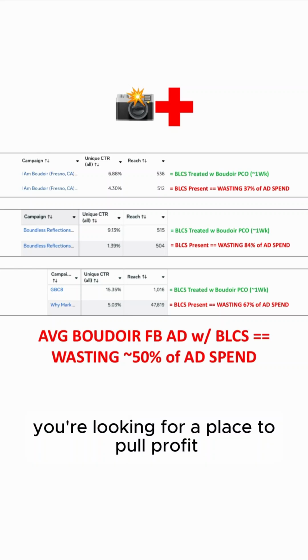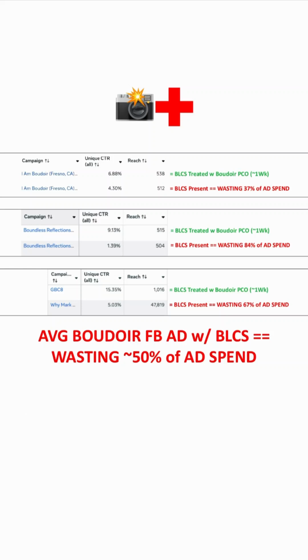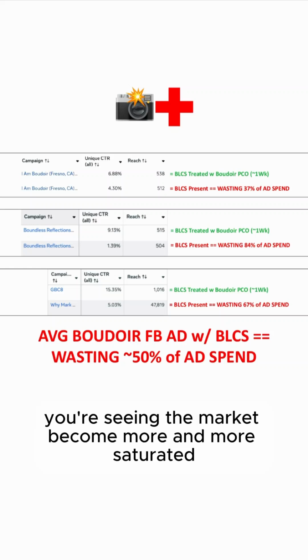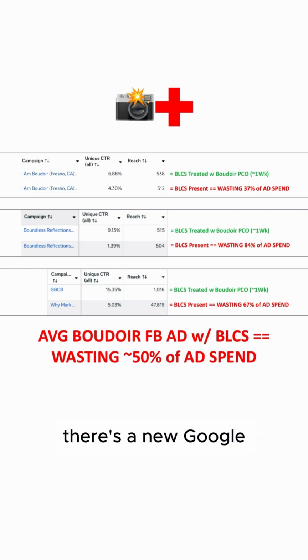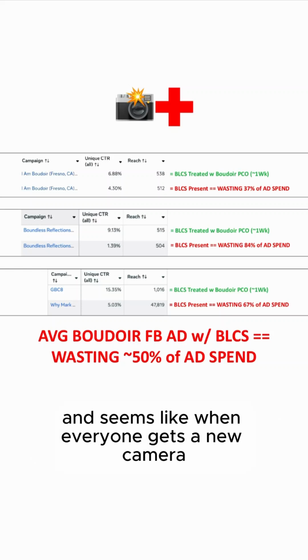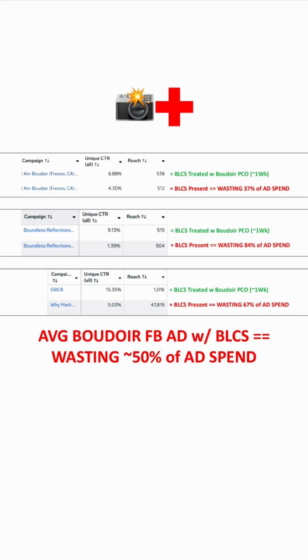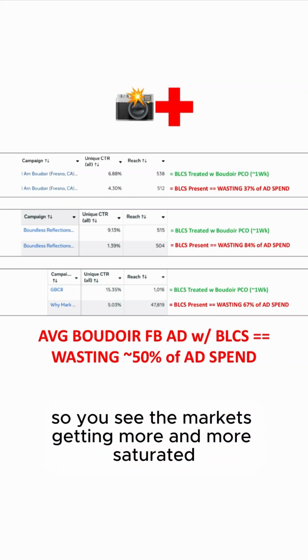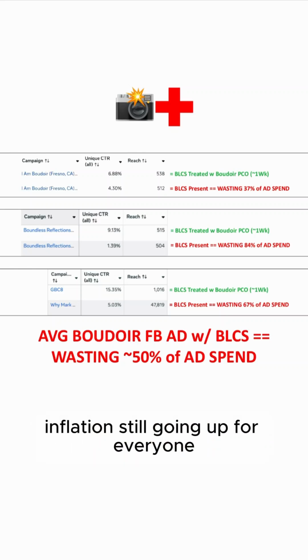You're looking for a place to pull profit out of your business. So you've decided that now is the time to do it for your Facebook ads. Then, since you're looking around, you're seeing the market become more and more saturated. Seems like whenever anyone gets a new cell phone, there's a new Google My Business profile saying they offer boudoir. And seems like when everyone gets a new camera, there's more offerings in the mom groups for boudoir sessions. So you see the market's getting more and more saturated over time, and that's never going to stop. And you see inflation still going up for everyone.